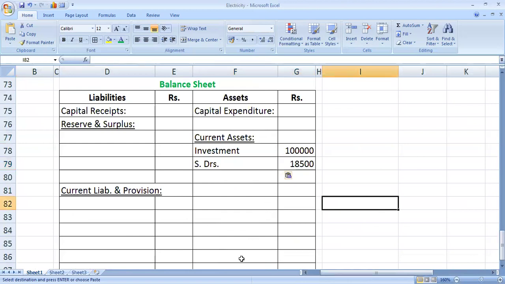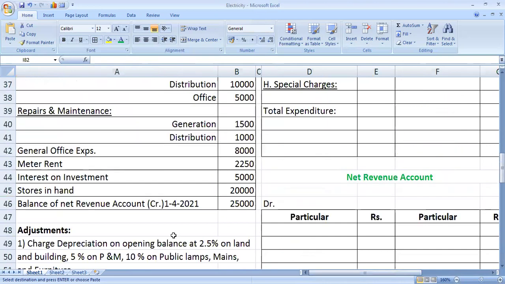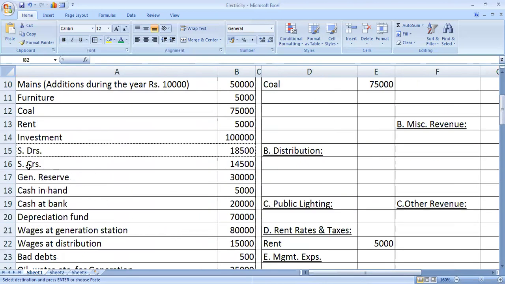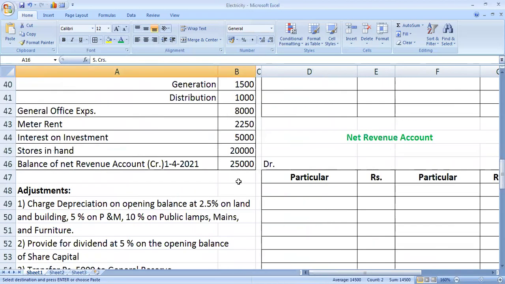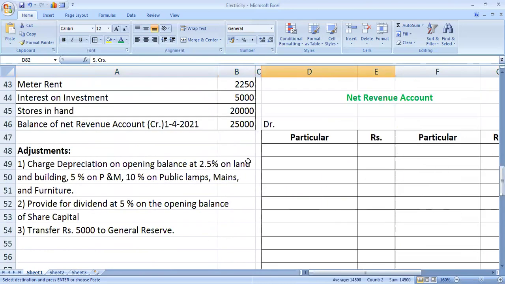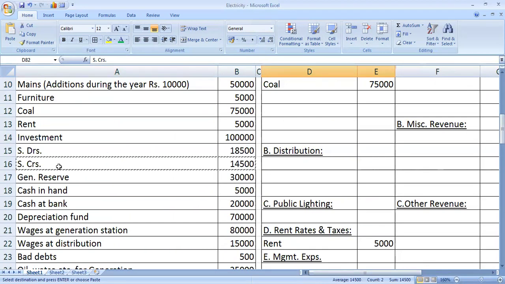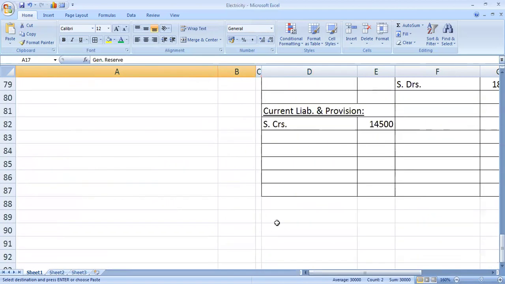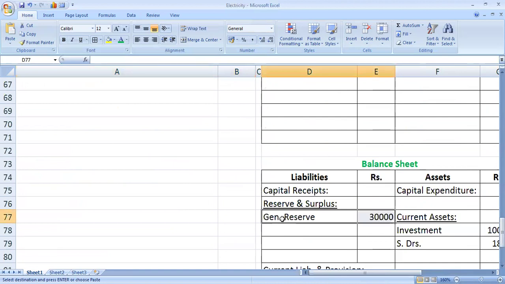Next item, sundry creditors. Sundry creditors goes to the balance sheet liability side under the heading of current liabilities. That is ₹14,500. The next item, general reserve. General reserve goes to the balance sheet liability side under the heading of reserve and surplus. That is 30,000.